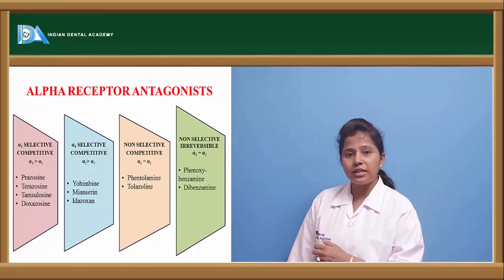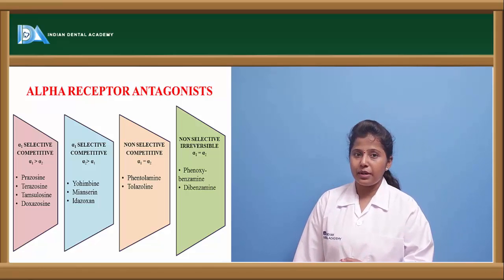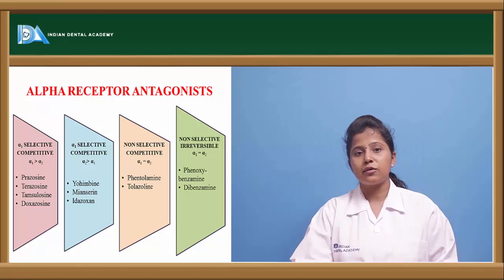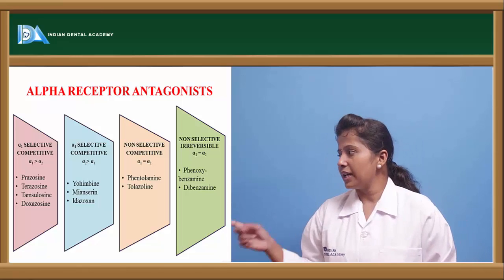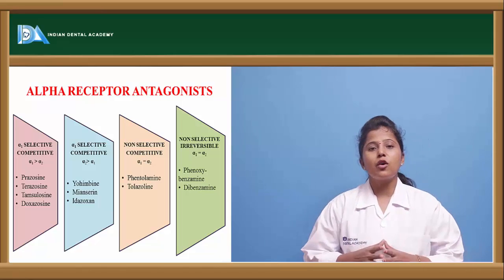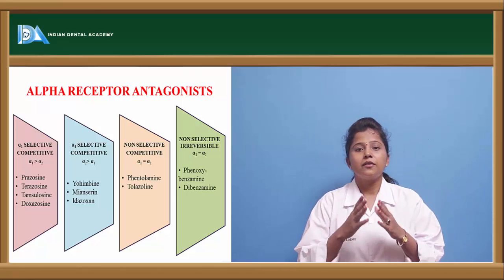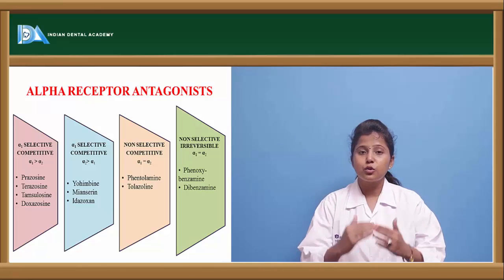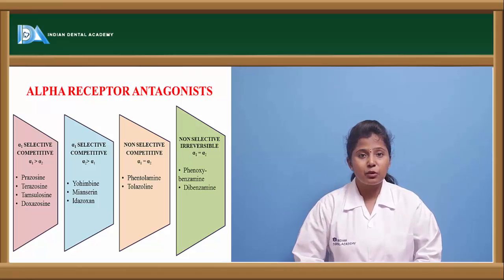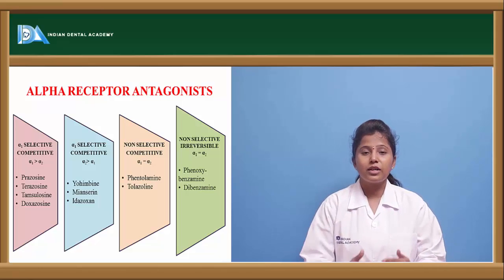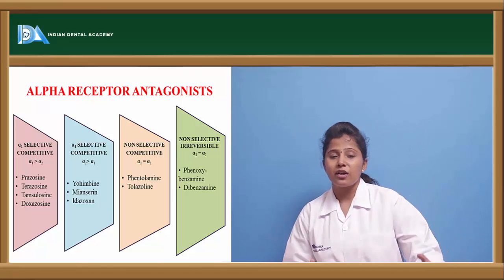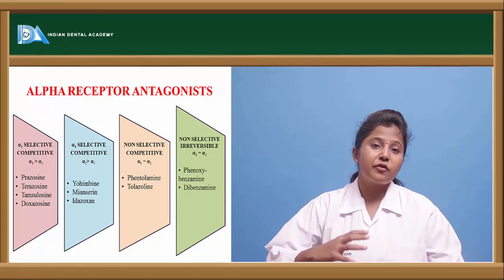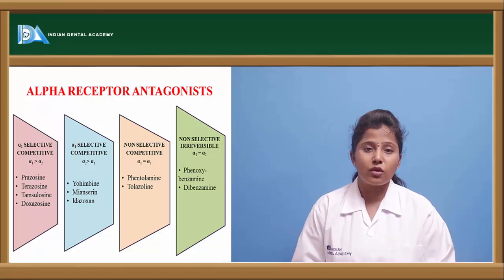Let us see the non-selective drugs. Here, in non-selective also, we have competitive as well as irreversible. So what does competitive mean here? The affinity of these drugs towards alpha 1 as well as alpha 2 receptors is equal. Or else we can say if a drug is binding to alpha 1 receptors, then the affinity of that drug for the alpha 2 receptor is also the same.